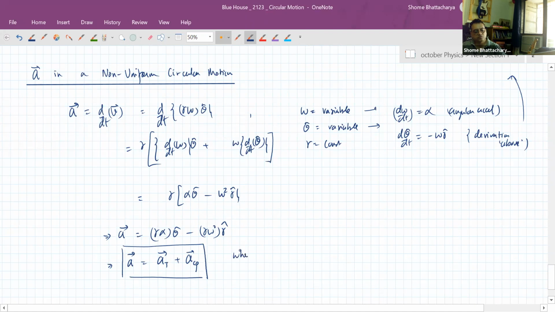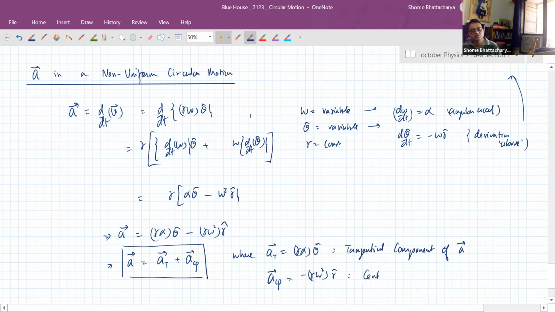Where this is called the tangential component of acceleration. And this is called the centripetal component. So in this case, centripetal is just a component of acceleration. It is not the net acceleration.